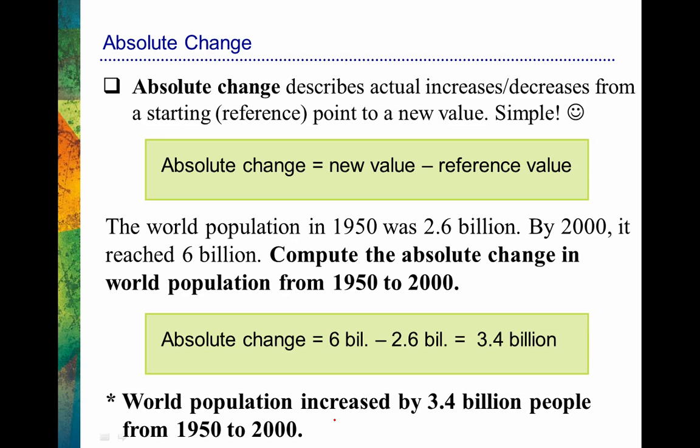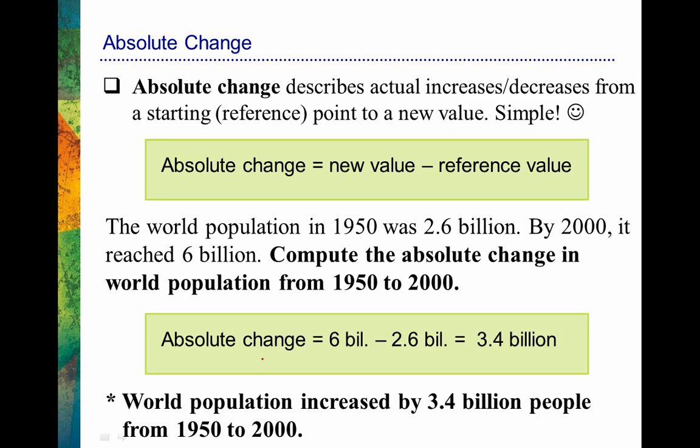And before I go on, let me just point out something important. By using our reference value in our equation, by taking the new value and then subtracting the reference value, we will have a positive number when there was an increase in our measurement. We will have a negative number when there's a decrease in our measurement. So it is important to do it in this order. All right, so as I was mentioning, the absolute change scores are very straightforward.